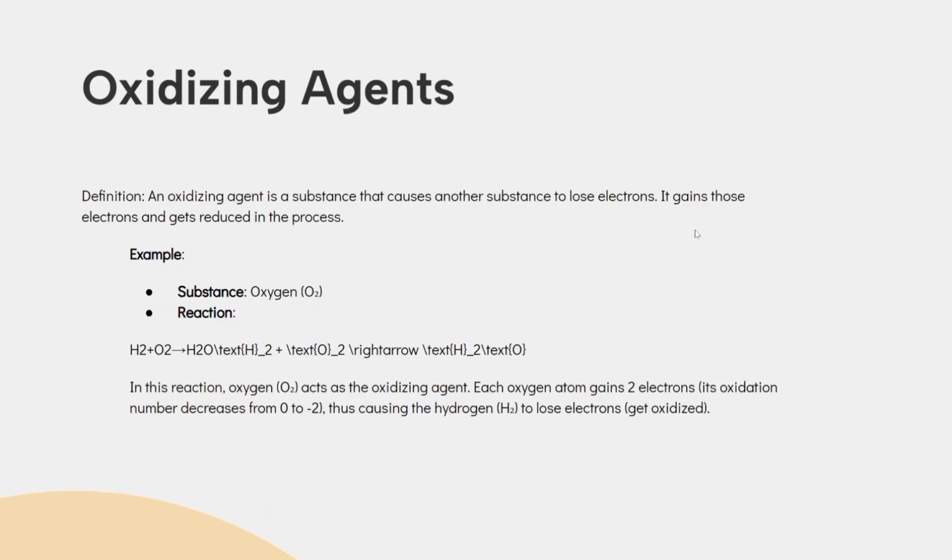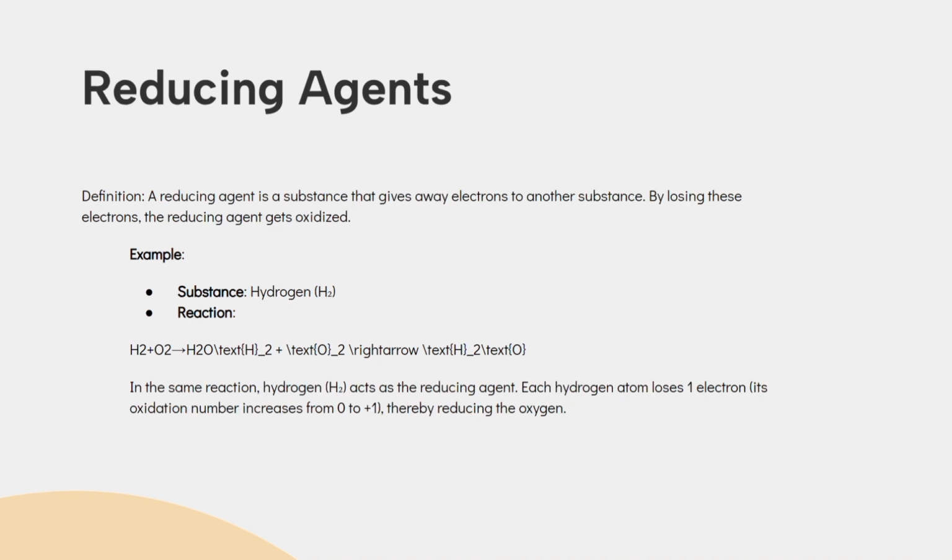Moving on, I will be talking about oxidizing agents. An oxidizing agent is a substance that causes oxidation in other substances by gaining electrons, and in doing so, the oxidizing agent itself will undergo reduction, meaning that its oxidation number will decrease. So here I've put in an example, and in this reaction, oxygen will act as the oxidizing agent, and each oxygen atom will gain 2 electrons, and this causes the hydrogen to lose its electrons. Following that, reducing agents. Reducing agents are substances that cause reduction in another substance by losing electrons, and it donates electrons. The reducing agent itself will undergo oxidation, meaning that its oxidation number will increase.